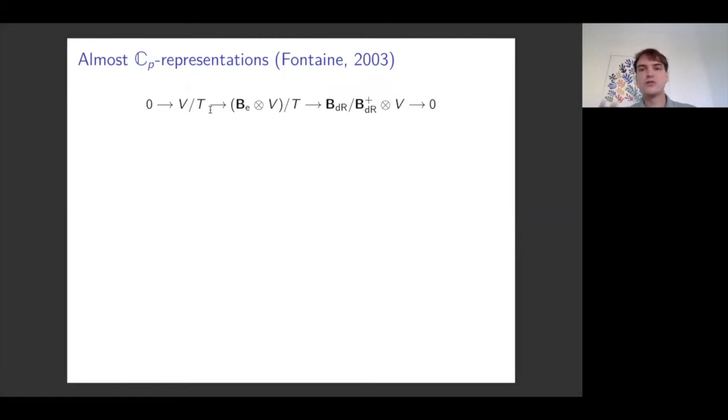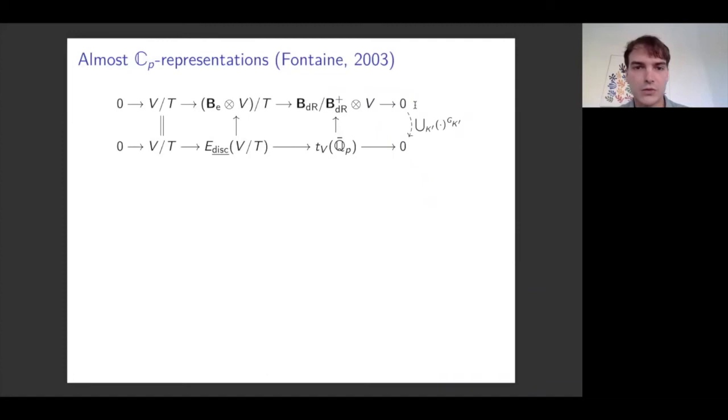sub-discrete G_K-module inside this. What I mean by that is that, on the right here, the step we take is we consider all finite extensions of Q_p, we take the Galois invariants, and we take the union over these. And so we get a sequence of modules, E_disc, V over T, the tangent space in Q_p bar. It's a sequence of discrete G_K-modules now. And this module is what we want.